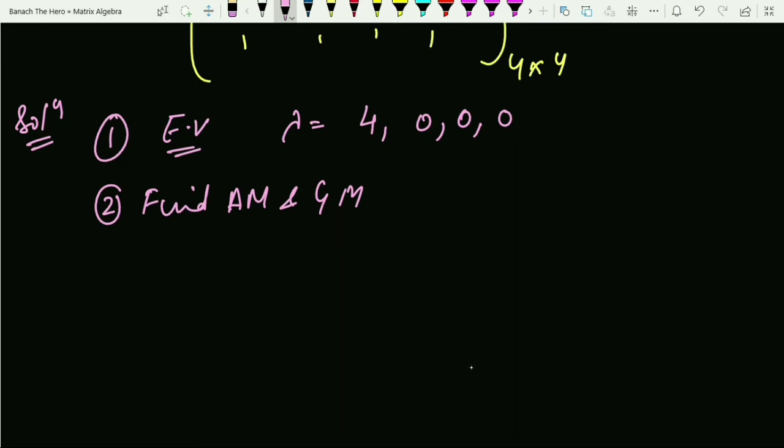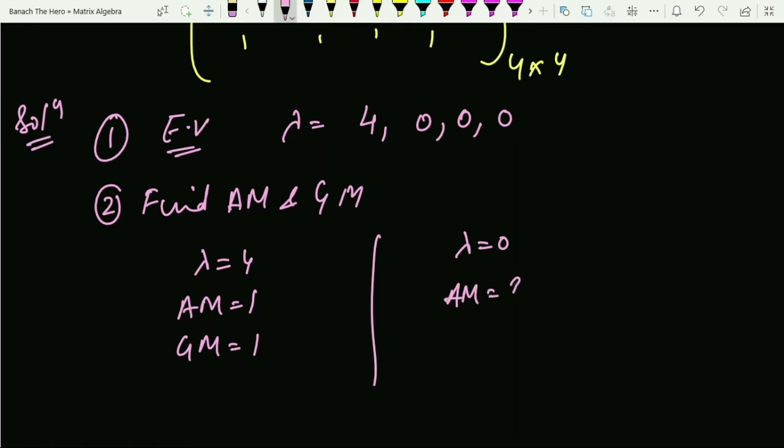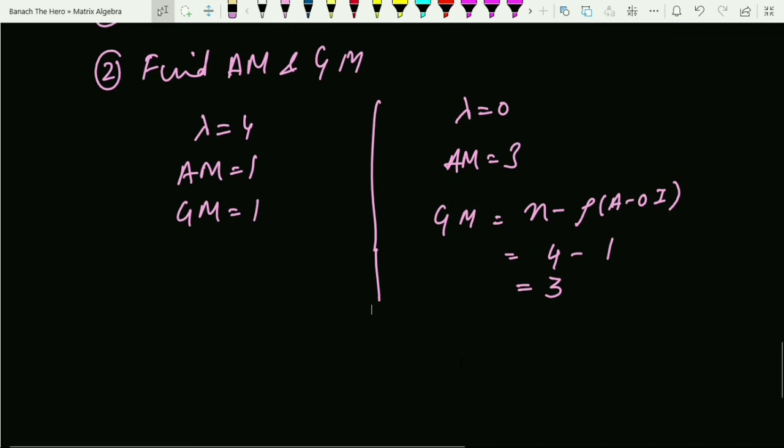So clearly lambda equals 4 and the other one is lambda equals 0. Corresponding to lambda equals 4, we have an AM that is equal to 1, and whenever AM is 1, we know that GM is always 1, right? And when lambda equals 0, AM is 3, and what is the GM? The GM can be calculated as n minus rank of (A minus 0 times I). That is the rank of A only, and what is the rank of A? That is 1. And what is the order? That is 4. So 4 minus 1, that is 3. So the AM corresponding to 0 is 3 and the GM is also 3. Can I say the matrix is diagonalizable? Yes, it is diagonalizable. That is just for the sake of completion. So the above matrix is diagonalizable.